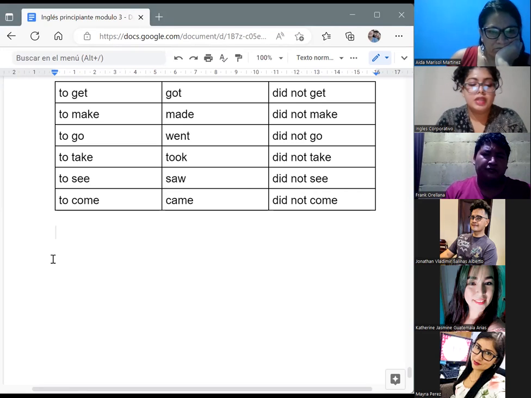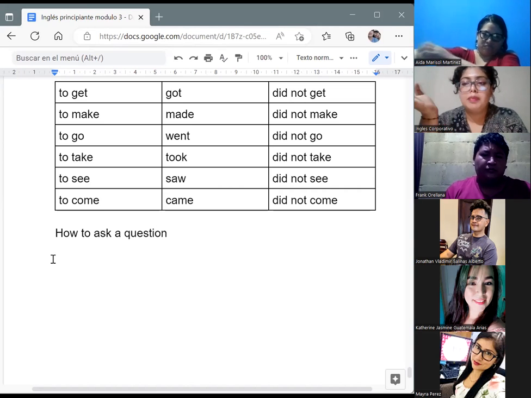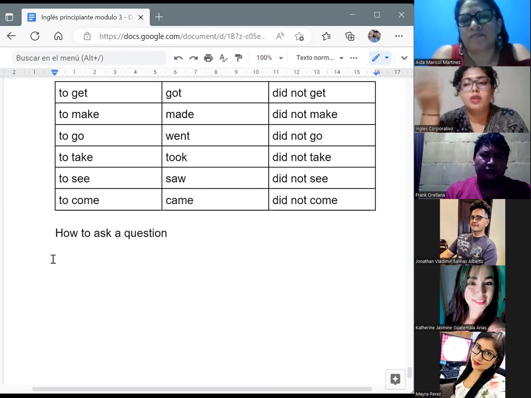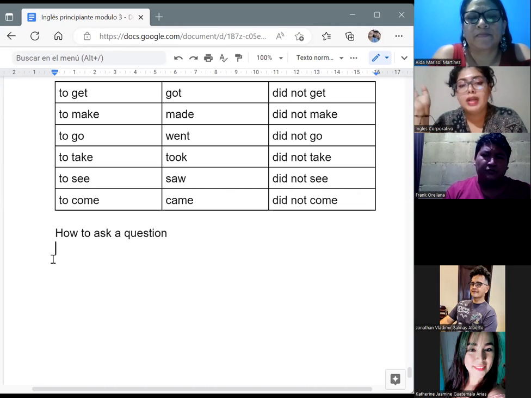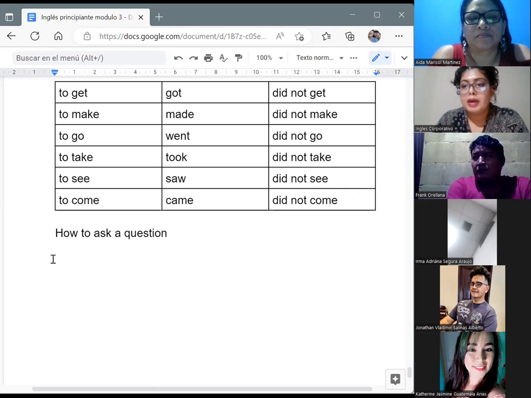So the thing is how to ask questions or how to ask a question. ¿Cómo hacer preguntas? Porque no lo podemos redundar, ¿verdad? ¿Cómo preguntar una pregunta? In this case, ¿cómo hacer una pregunta? So in this case, the formula for asking questions in the simple past tense is did plus subject plus root form of the verb.